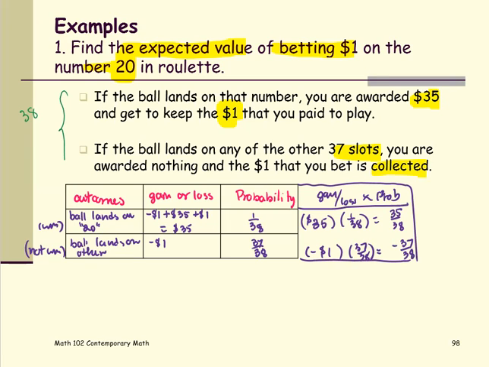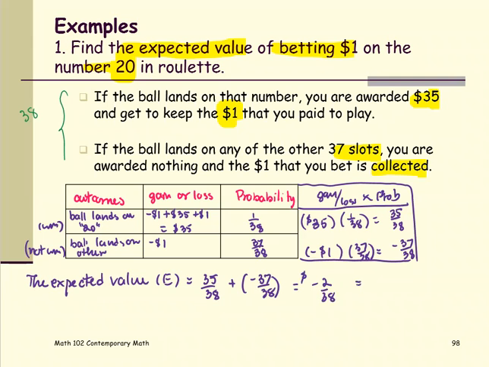And now the expected value, the value E that we use, is the sum of those two product values. So 35 over 38 plus negative 37 over 38. And the sum comes out to be negative 2 over 38. The unit is dollars. What does it mean? The negative sign tells us that you are losing. Or written in decimal form, we get negative 0.05, about a 5 cent loss.